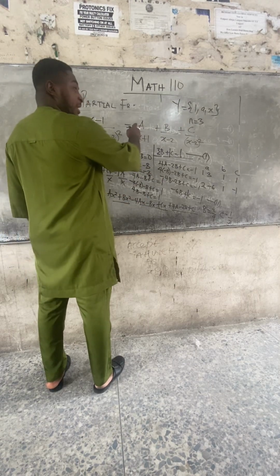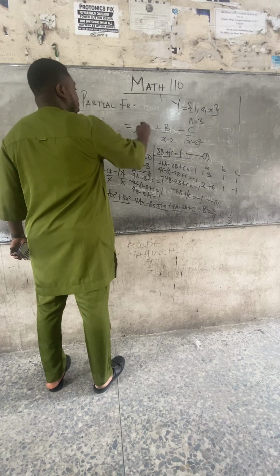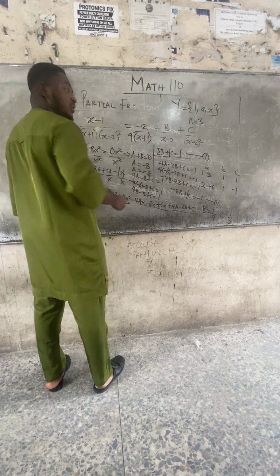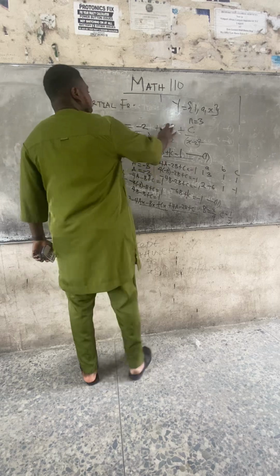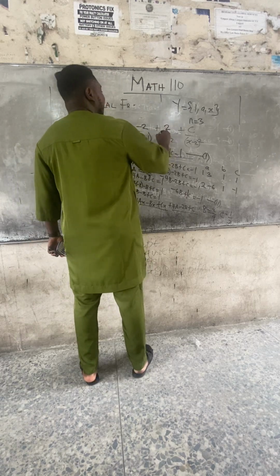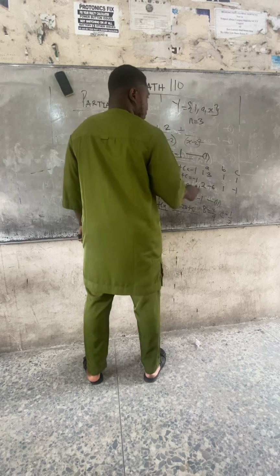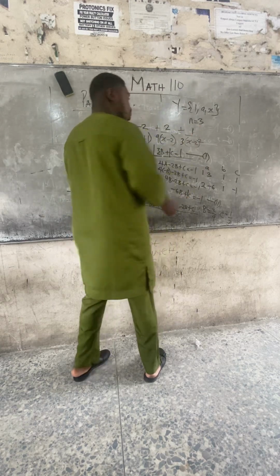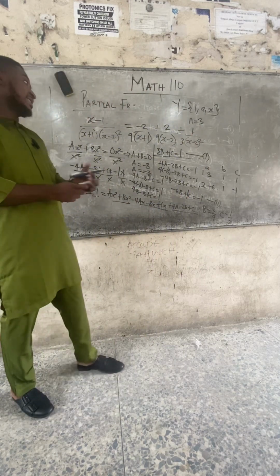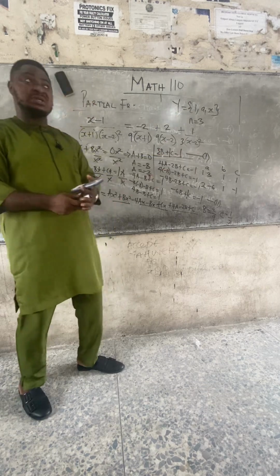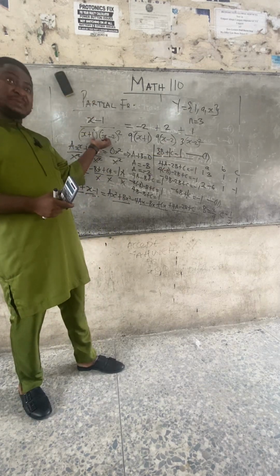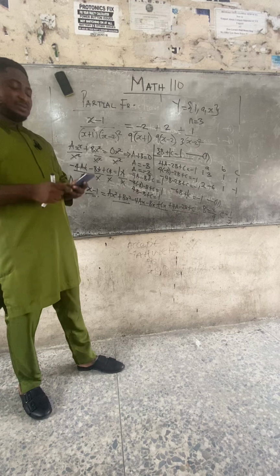Let me now introduce it into the main equation. A is minus 2 all over 9 to bracket x plus 1. My b is 2 over 9 to bracket x minus 2. And my c is what? 1 over 3 to bracket x minus 2. Class, this is the partial fraction, 3 partial fractions that make up this particular fraction.